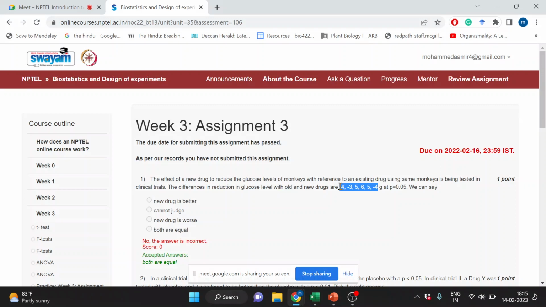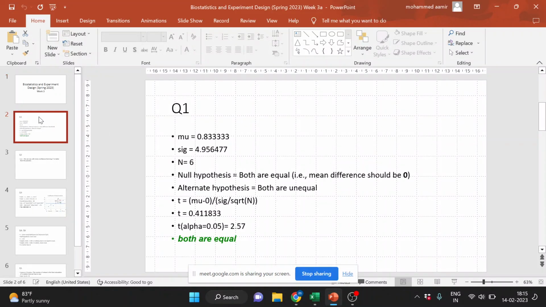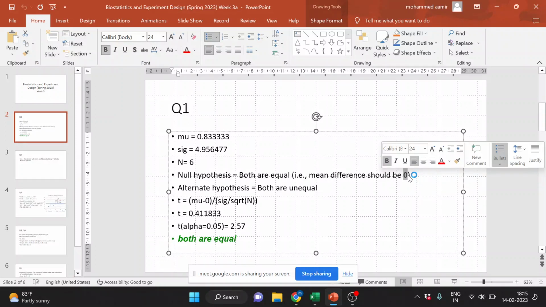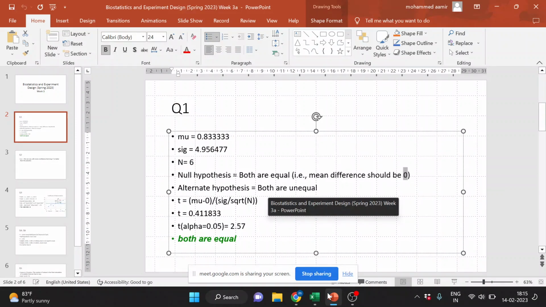Yeah, so tell me in mathematical terms, if they're equal, what should the difference be? There is no difference between the two drugs. Yes. So formally stating, the null hypothesis will be both are equal, which should mean that the mean difference should be zero, right? So this is important. Mean difference should be zero. Alternate hypothesis is both are unequal. One could be greater, one could be lesser. So this will not be zero. This could be +1, -1, +0.5, anything but zero.